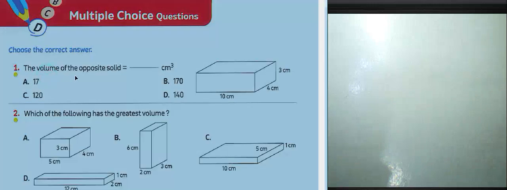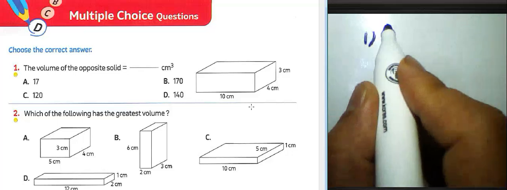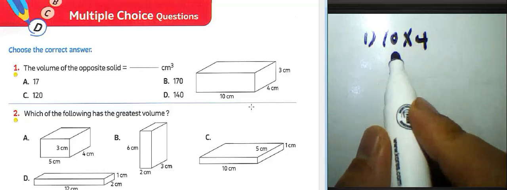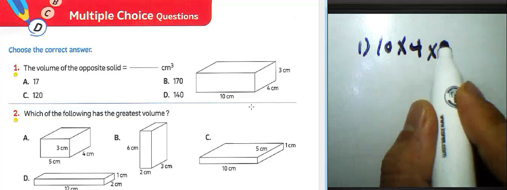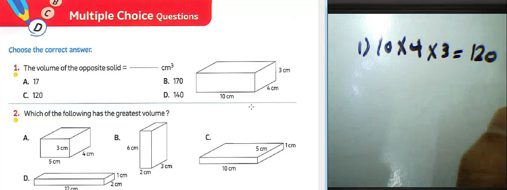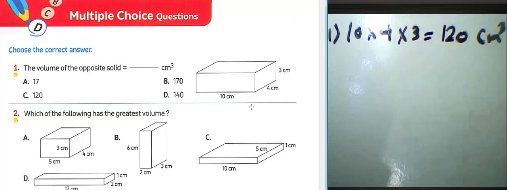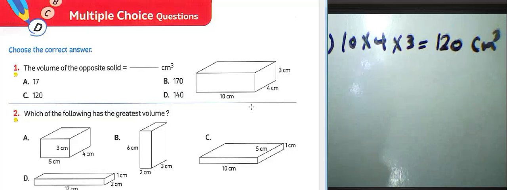Look at with me, the volume of the opposite solids equal cubic centimeter. We can find the volume by length times width times the height. 10 times 4 times 3. 3 times 4, 12 times 10 equal 120. 120 cubic centimeter. Letter C.